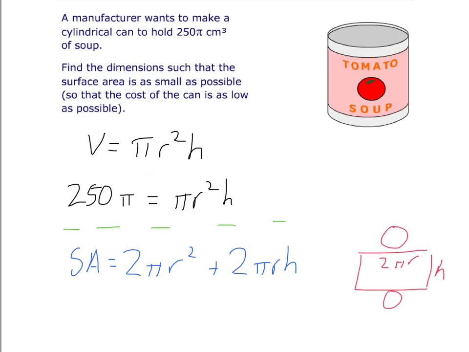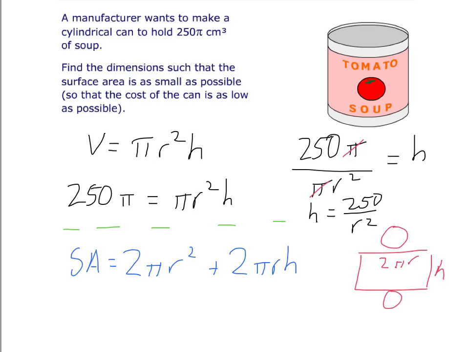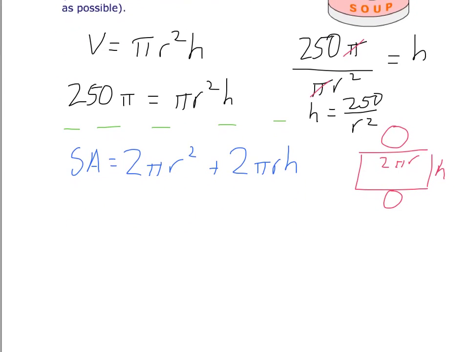So up here we want to now change this equation so that instead of having 250 pi equals pi r squared h, we want to change this to 250 pi, and we're going to divide by pi r squared. We're going to divide both sides by that to leave h. Now we can of course note at this point that you can cancel out your pi's there, so we're going to be left with h equals 250 over r squared.